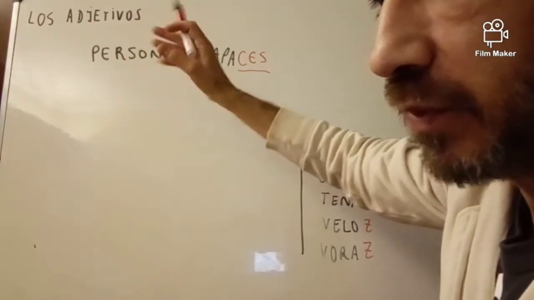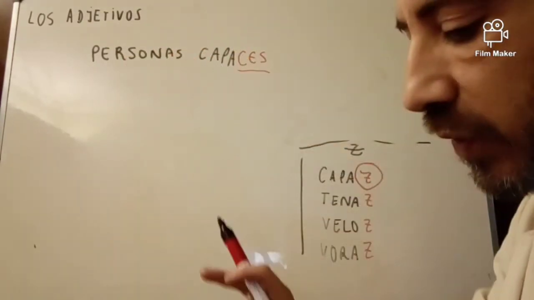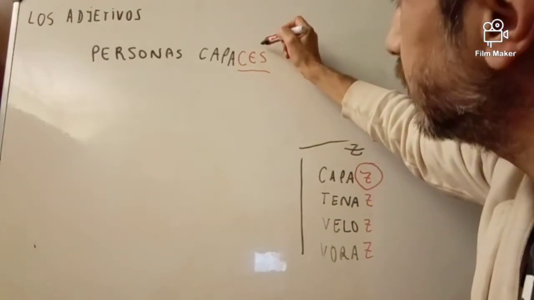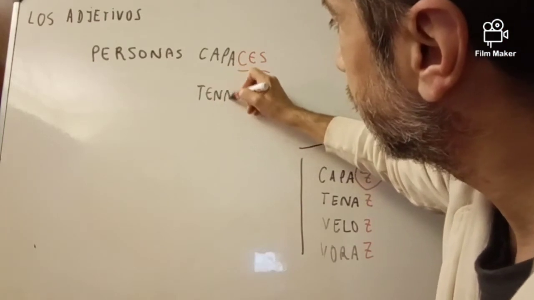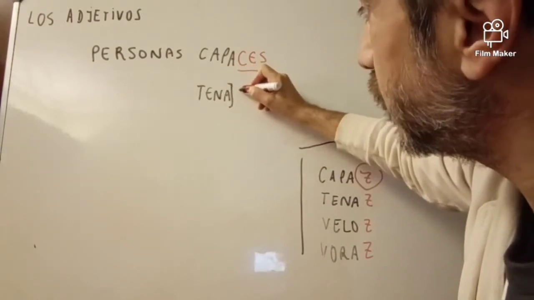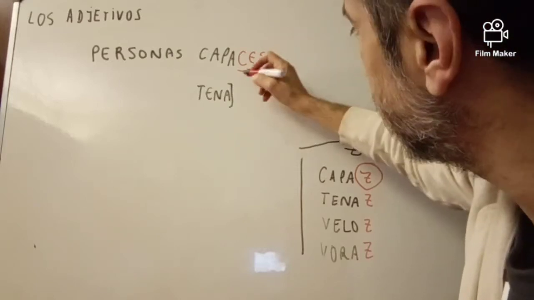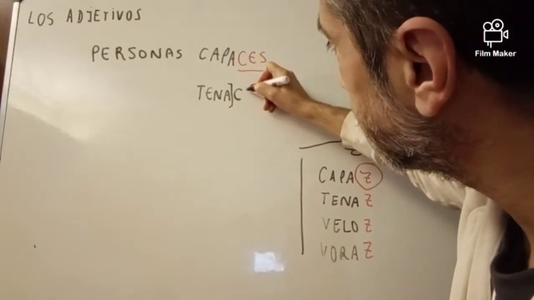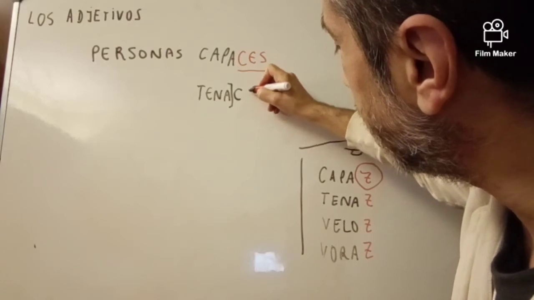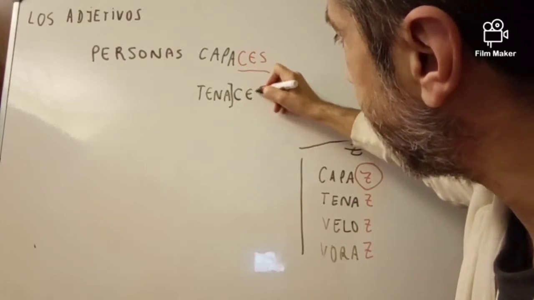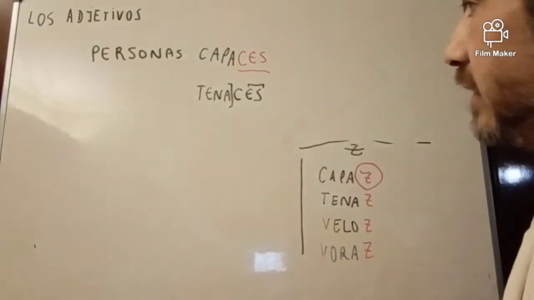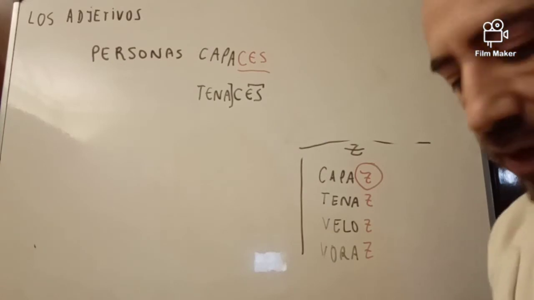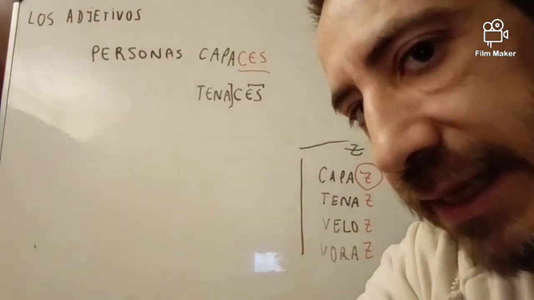Personas capaces, capable people, people who are able to do something. Tenaz, the same. Up to here it's the same. Then what do you do? We change the Z, we turn it into a C and add the plural form. This is the peculiarity of the adjectives ending in Z.